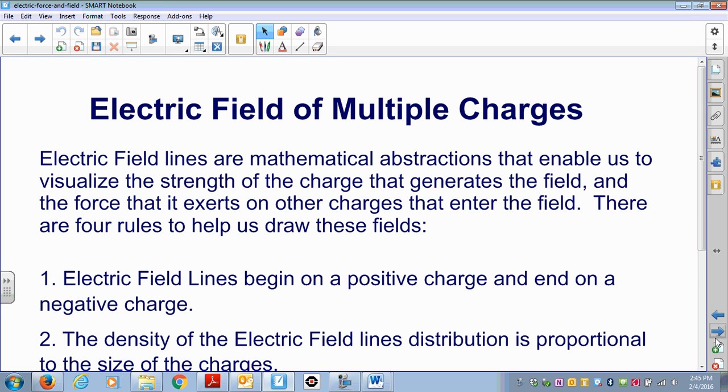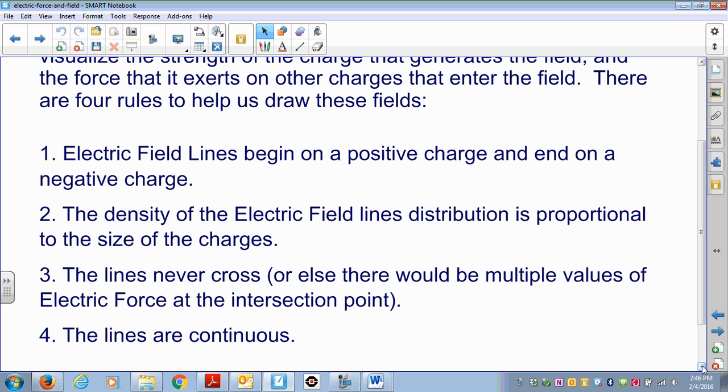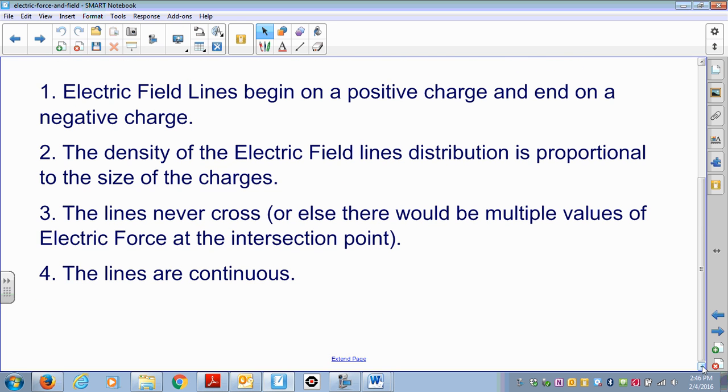Electric field lines are mathematical abstractions that enable us to visualize the strength of the charge that generates the field and the force that it exerts on other charges that enter the field. There are 4 rules to help us draw these field lines. 1. Electric field lines begin on a positive charge and end on a negative charge. 2. The density of the electric field line's distribution is proportional to the size of the charges. 3. The lines never cross, or else there would be multiple values of electric force at the intersection point. And 4. The lines are continuous.